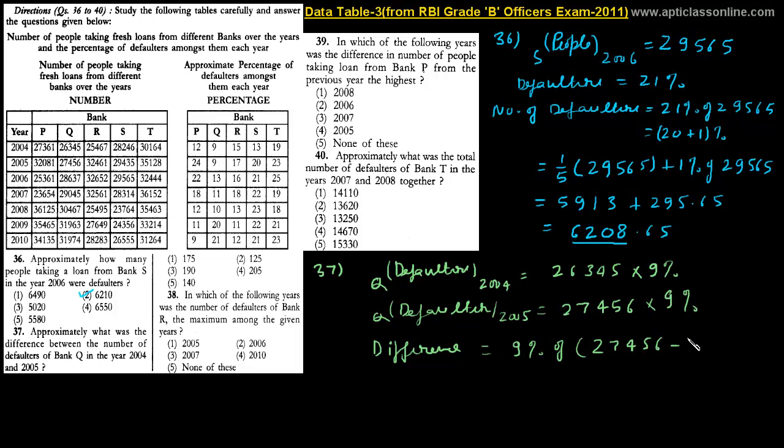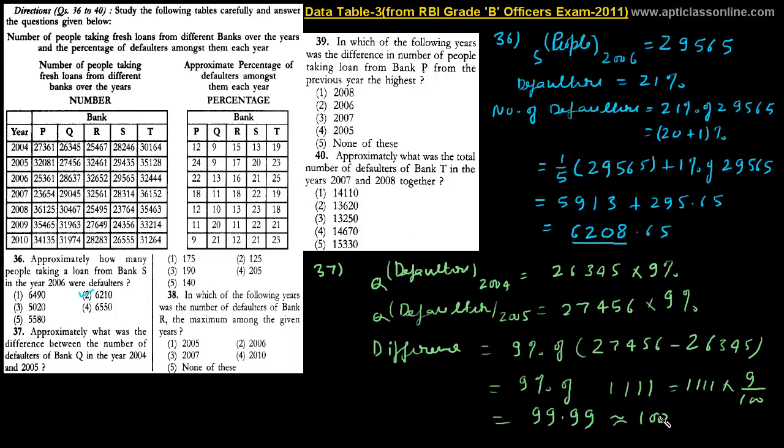Minus 26345. So that is 9% of what is this value? 6 minus 5, that is 1. 5 minus 4, that is also 1. 4 minus 3, that is also 1. And 7 minus 6, that is 1. So 9% of 1111, that is 1111 into 9 by 100. So that is 9999 by 100, that is 99.99. So basically the figure is equal to 100.